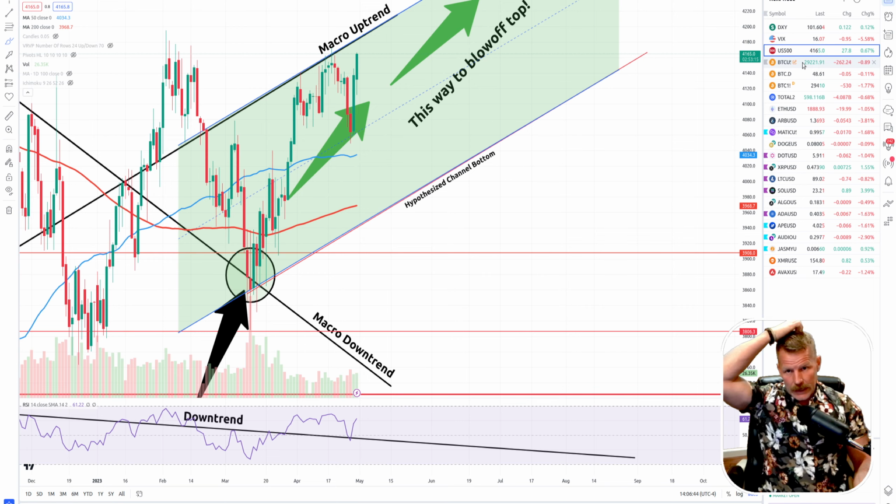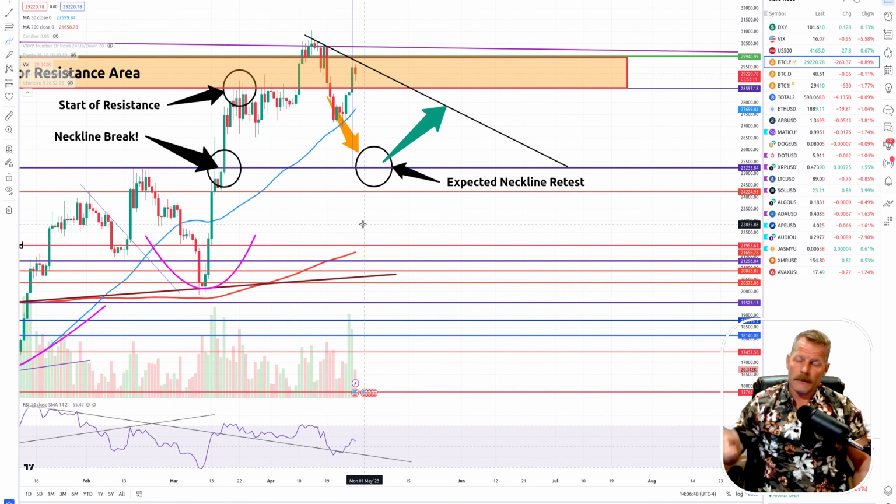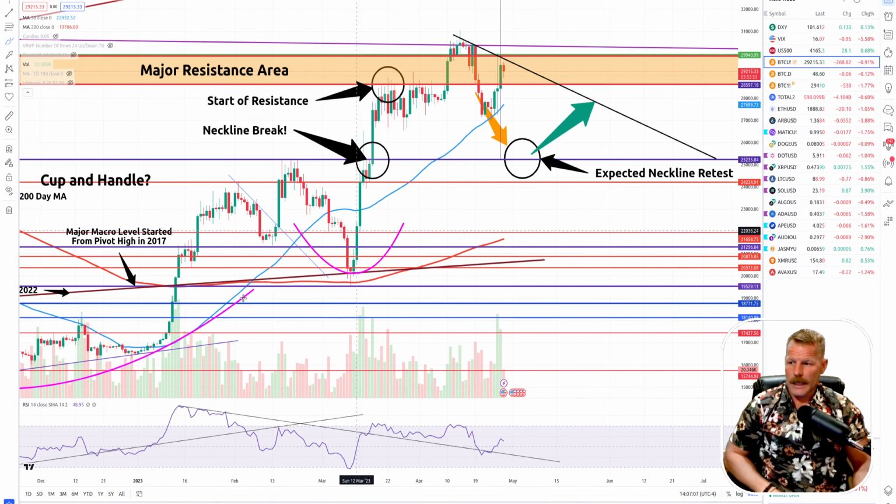Okay. On to Bitcoin. Bitcoin, again, I don't know. All these analysts on TradingView and even the Moon Boys have kind of come back out on YouTube. I don't see it. I still expect a neckline retest at least. What is this neckline from? This cup and handle pattern.